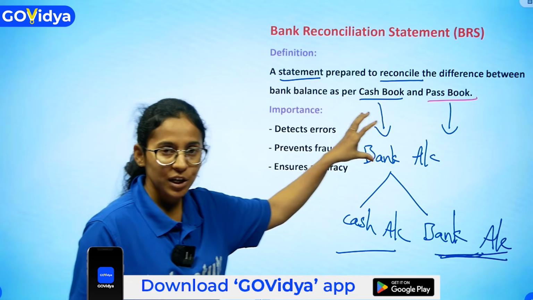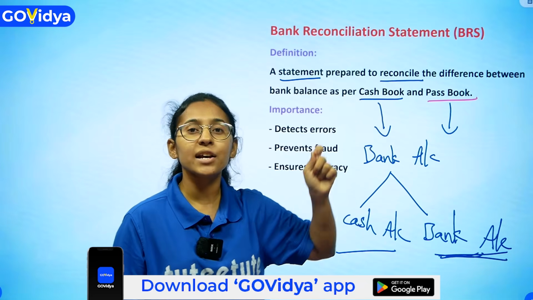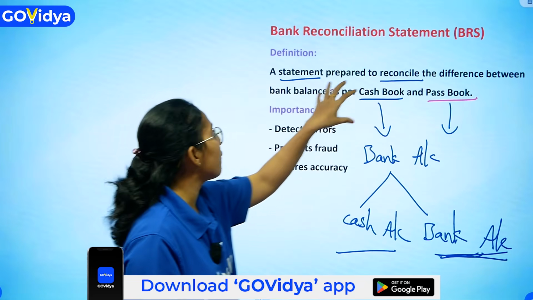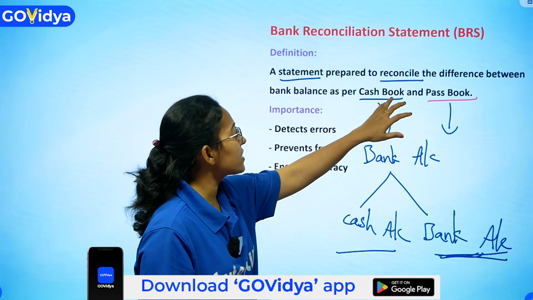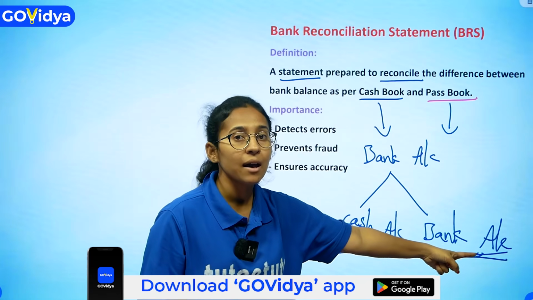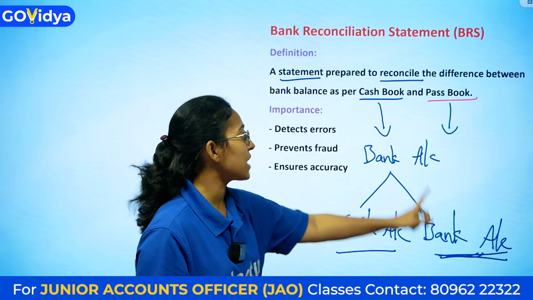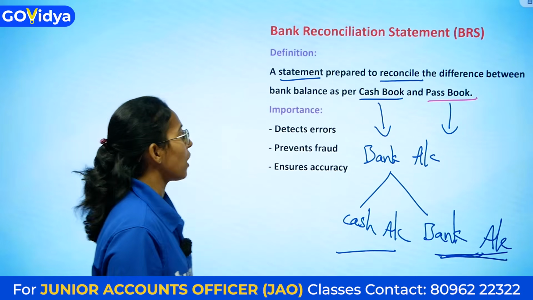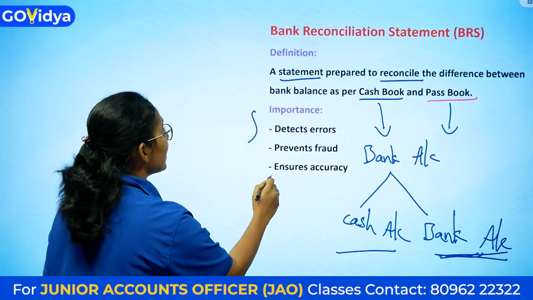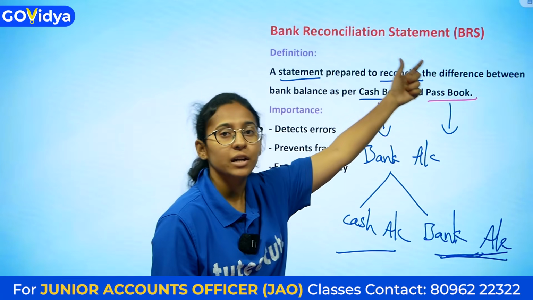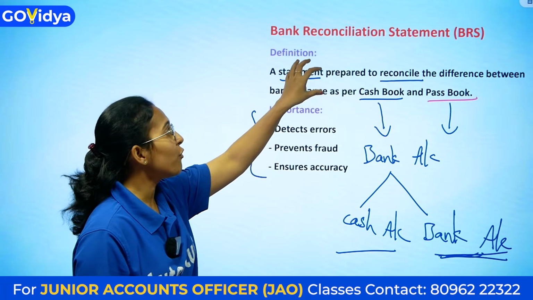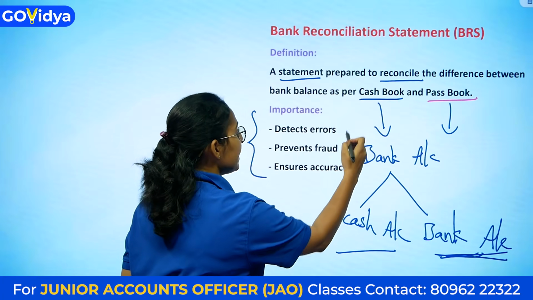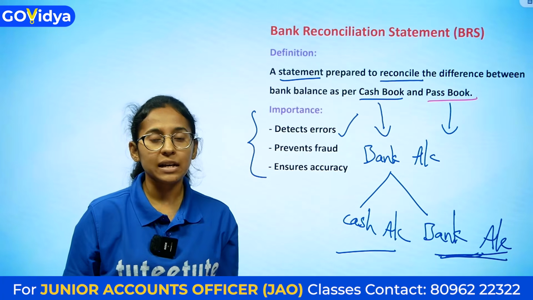Clear? So this is a bank reconciliation statement. We are preparing a statement. Which statement? Reconciliation statement. For what purpose? To identify if there is any difference between the bank balance as per cash book, which is nothing but the bank ledger maintained by us, and the passbook, which is nothing but the bank statement. Clear? Now what are we going to achieve by performing the bank reconciliation statement? By performing this, we are going to identify the errors, if there are any errors.